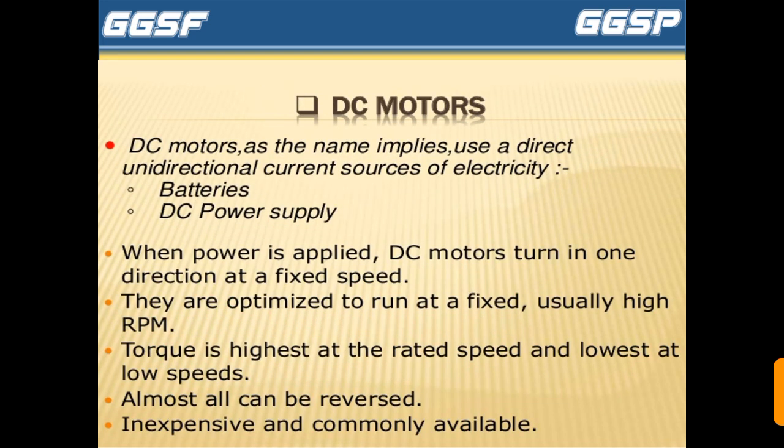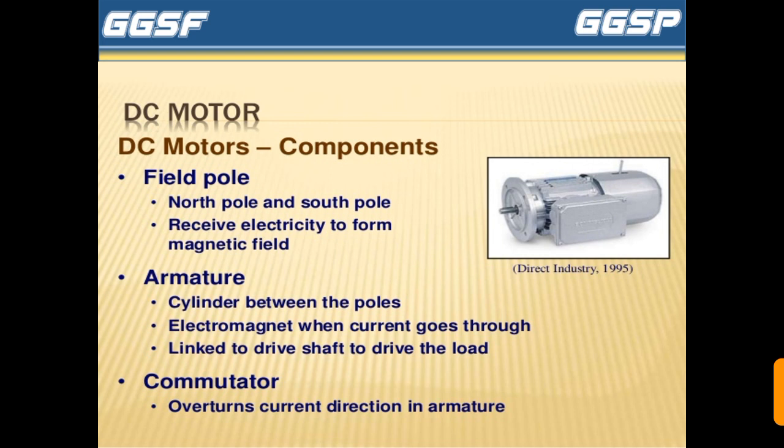Now DC motors. DC motors, as the name implies, use a direct, unidirectional current source of electricity, that is batteries and DC power supply. When power is applied, DC motors turn in one direction at a fixed speed. They are optimized to run at a fixed, usually high RPM. Torque is highest at the rated speed and lowest at low speeds. Almost all can be reversed. They are inexpensive and commonly available.